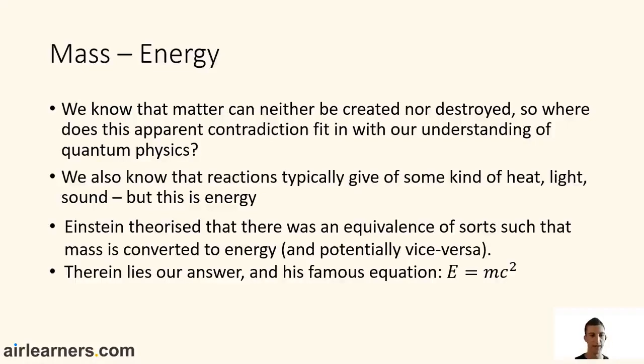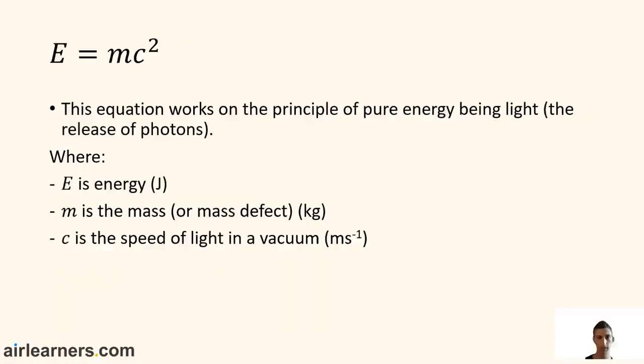So Einstein theorized that there was an equivalence of sorts, such that mass is converted to energy, and the opposite is also true, energy can be converted to mass. So that's our answer, pretty much, that his famous equation, E equals mc squared, explains where this mass goes. It works on the principle of mass being converted to pure energy, which is light, or the release of photons.